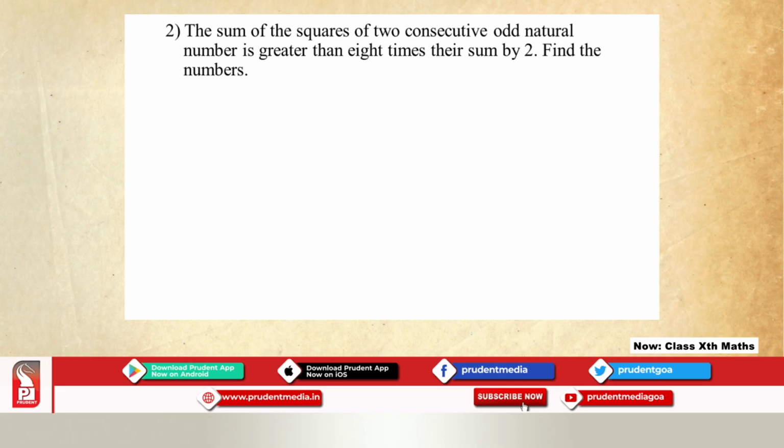Find the numbers. The question looks tricky. Not getting very understood, so let us just break this question. What is given is the sum of the squares of two consecutive odd natural numbers. So my first statement will be: which are my two consecutive odd natural numbers?